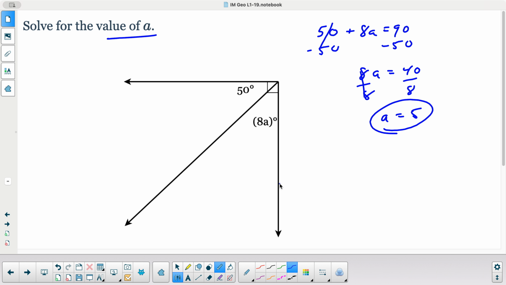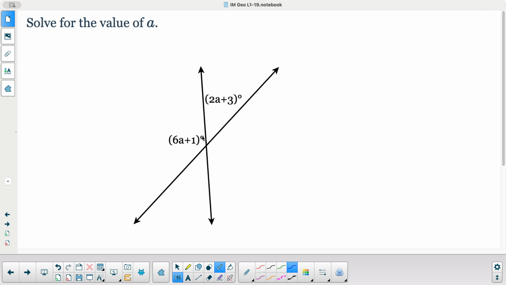But let's say I had points here. Let's say this was P, Q, R, and it said find the measure of angle PQR. If it asked me to find the measure of it, I'd have to plug the 5 in, so it would be 8 times 5, which would give me 40 degrees, okay? But it doesn't ask us to do that.